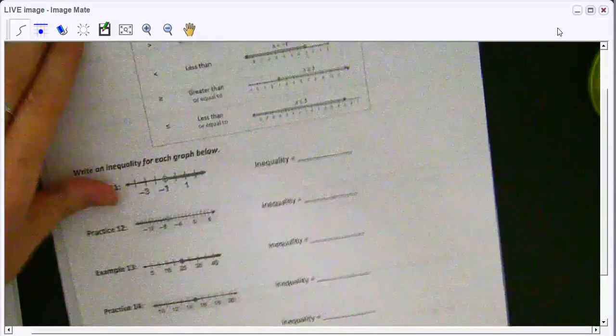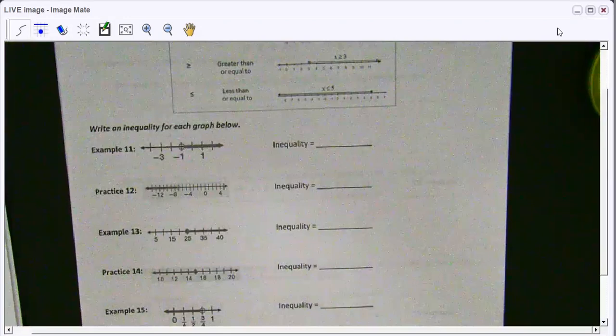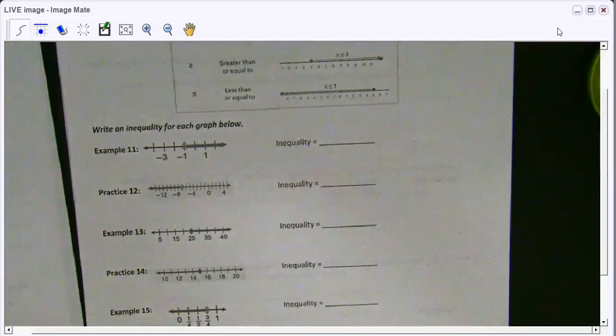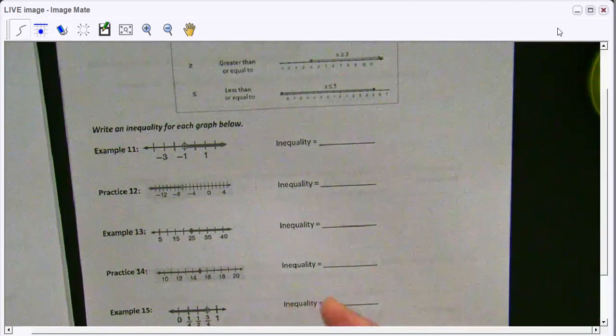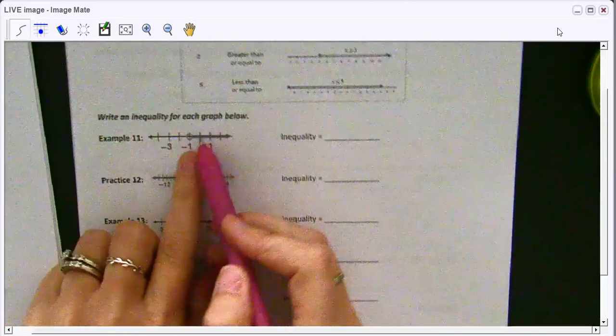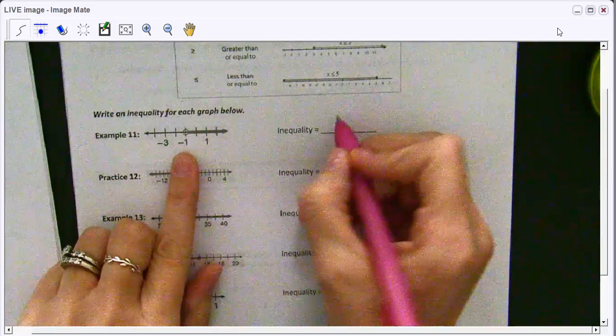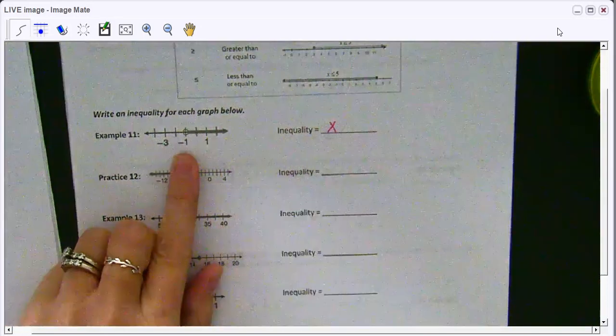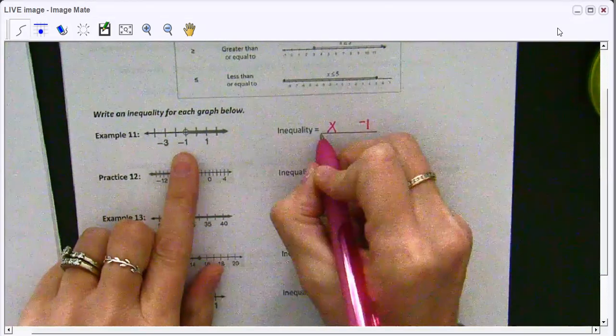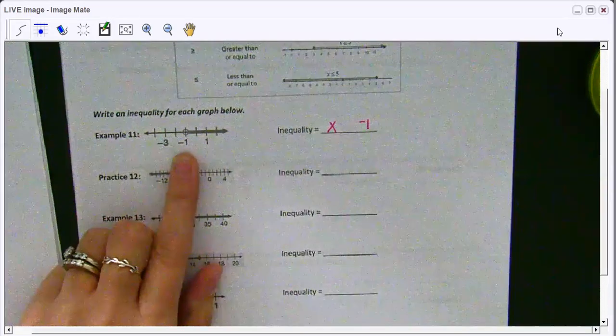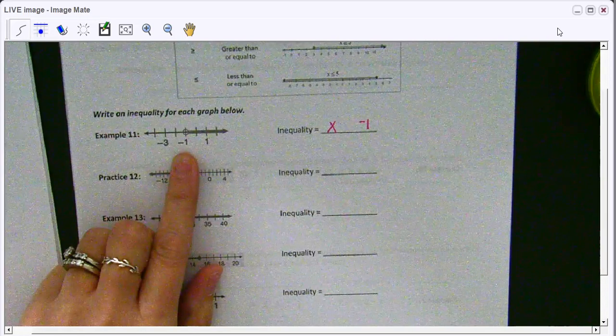We're going to now practice writing inequalities. So whenever I write inequalities, there is a fast way that I do it, but I'm just going to go over the first 2 before I show you that way. So if you look at number 11, I know that I'm going to have x is something then -1. So I put my x and my -1. Now I'm trying to figure out, is it greater than or less than?